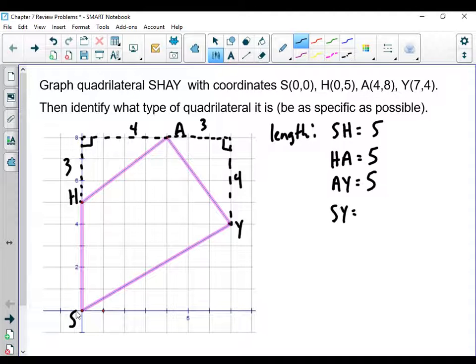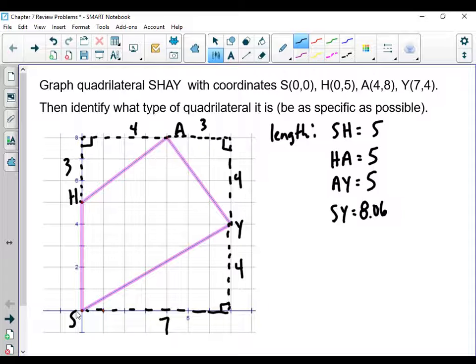And then finally SY. It has a side of 4 and a side of 7. So if I do 7 squared plus 4 squared, then take the square root of that, it's going to be approximately 8.06. Okay, so I start with the lengths.